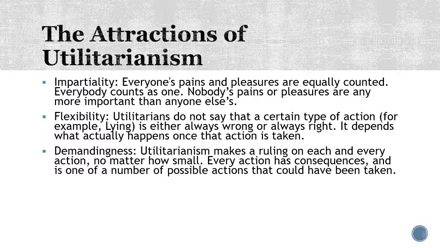Also, demandingness. In this sense, utilitarianism makes a ruling on each and every action, no matter how small, because every action has consequences. And every action is one of a number of possible actions that could have been taken. And so the idea is that utilitarianism can actually tell us about all of our actions, right? Whereas maybe a competing moral theory would have a hard time with some kinds of actions that seem sort of less consequential or whatnot. Utilitarianism really does weigh in on the entirety of our actions, and that's something that people tend to like about it as well.